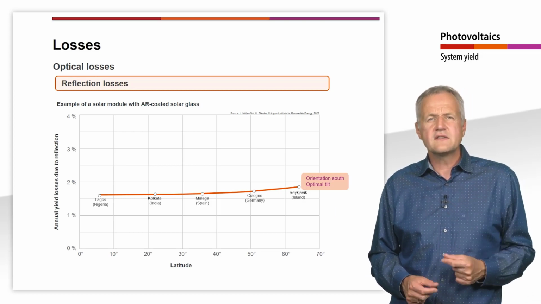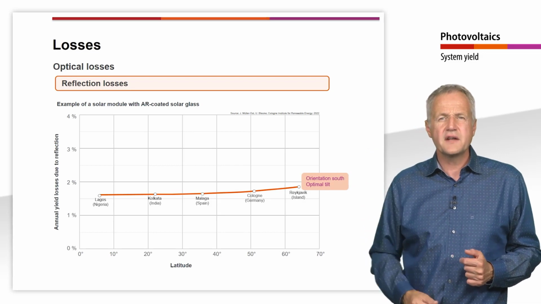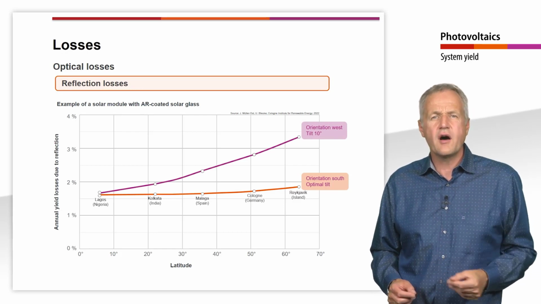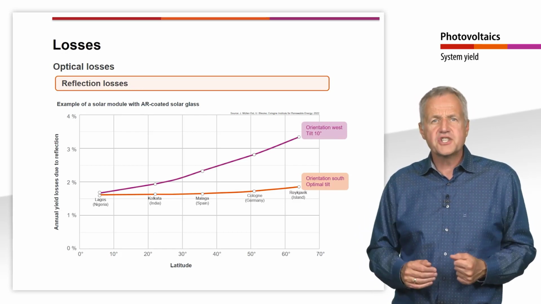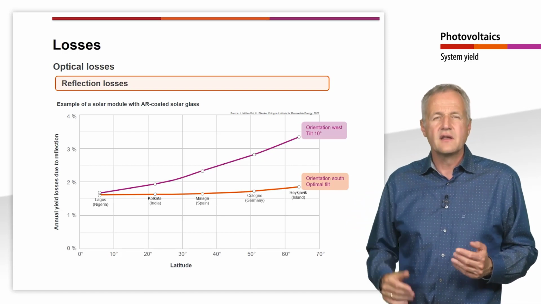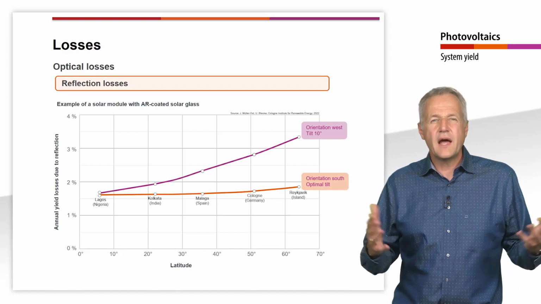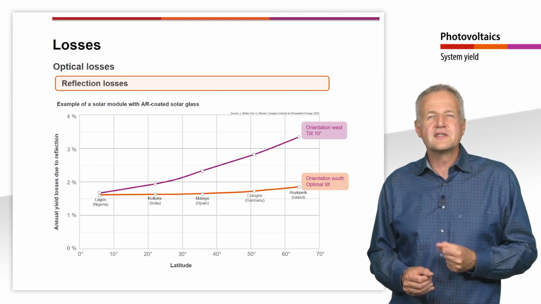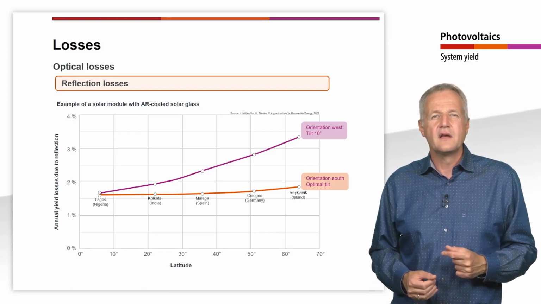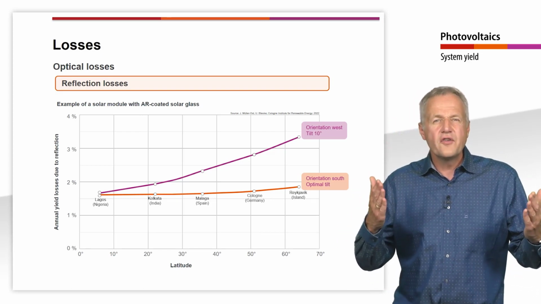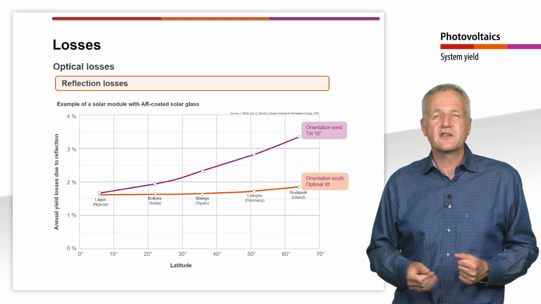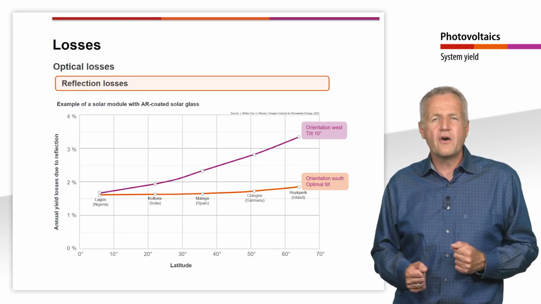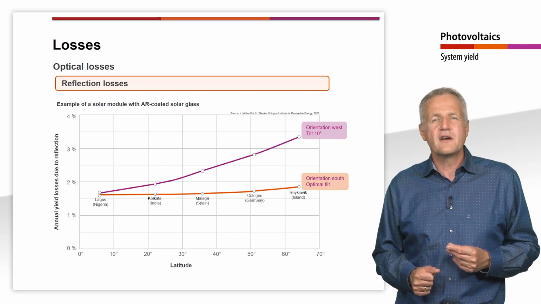This effect is increased if the orientation and inclination of the plant are chosen differently. Here you can see the annual losses due to the reflection for a plant with west orientation and a tilt angle of only 10 degrees. At low latitudes, the losses barely increase with respect to the optimal orientation and tilt angle. This is because the optimal tilt angle here is a few degrees anyway. At increasing latitudes, however, the reflection losses now increase significantly and exceed 3% for a system on Iceland. I would like to point out at this point that the annual losses shown here are not universal.